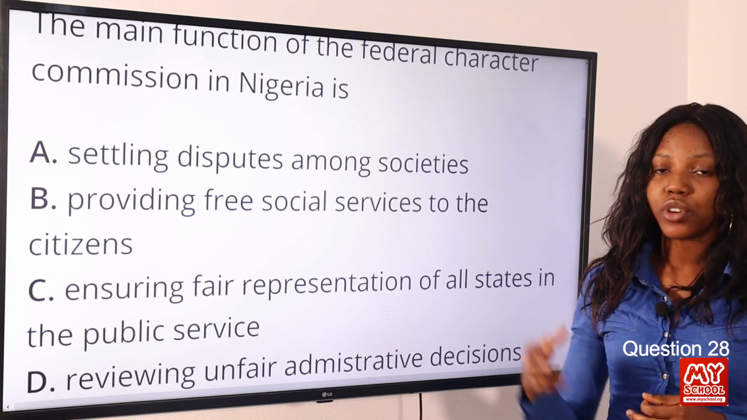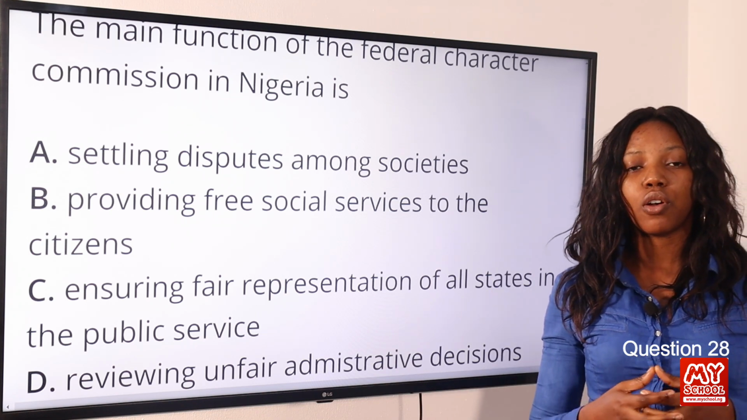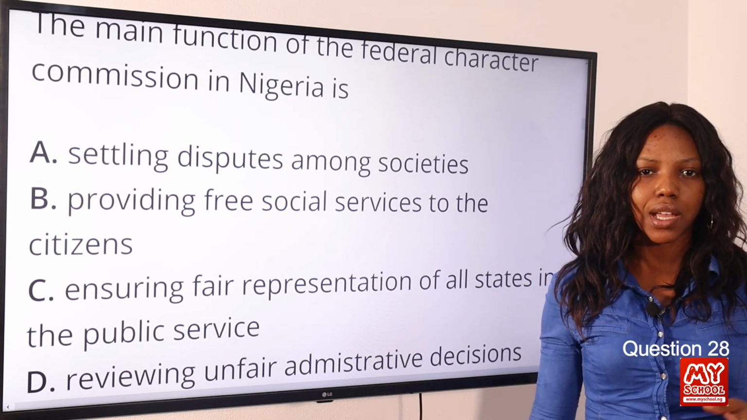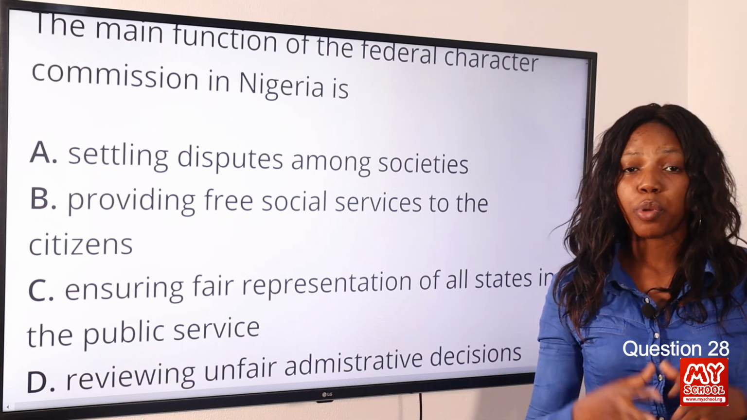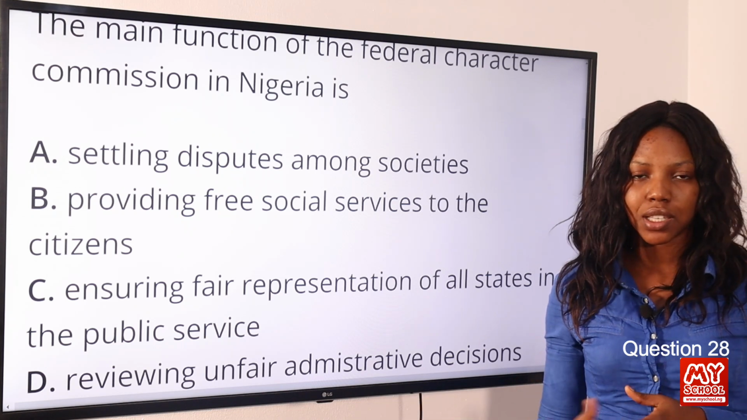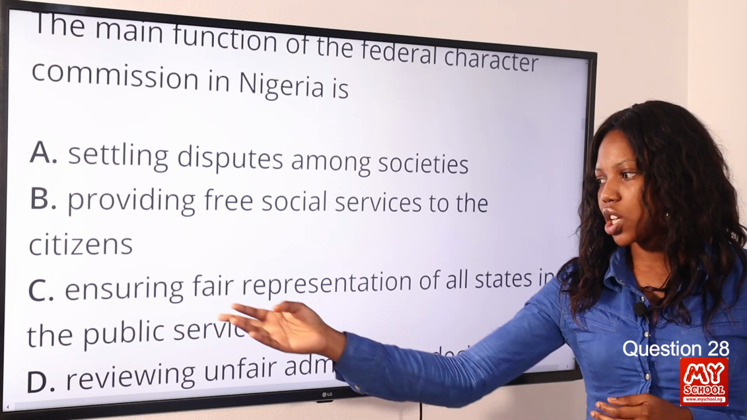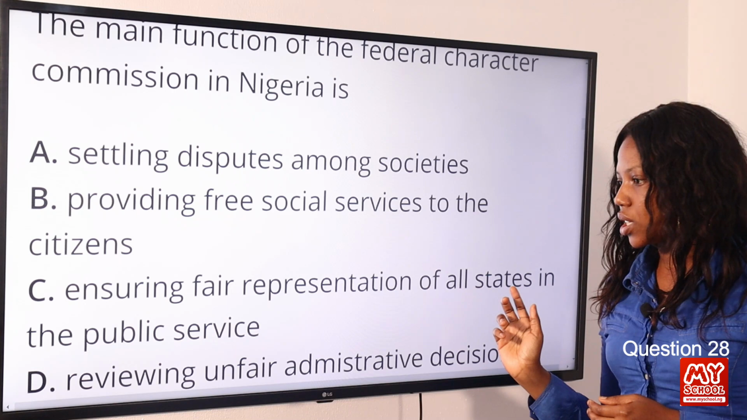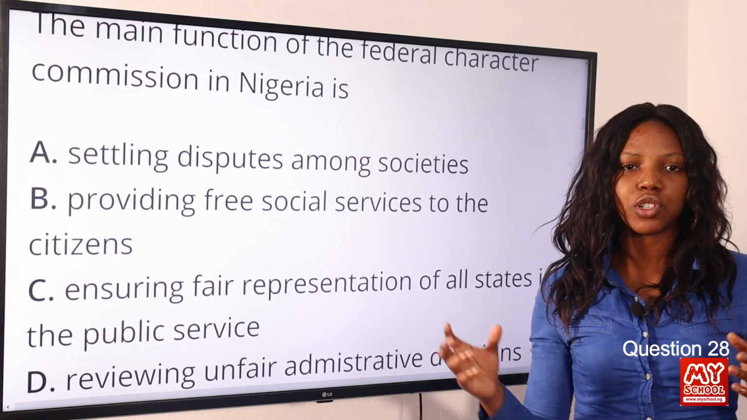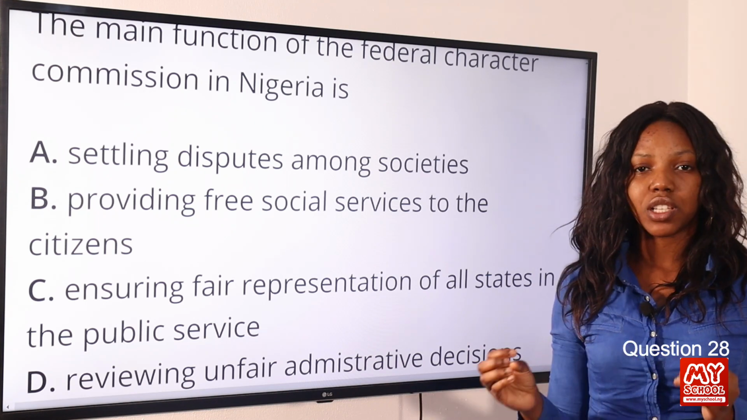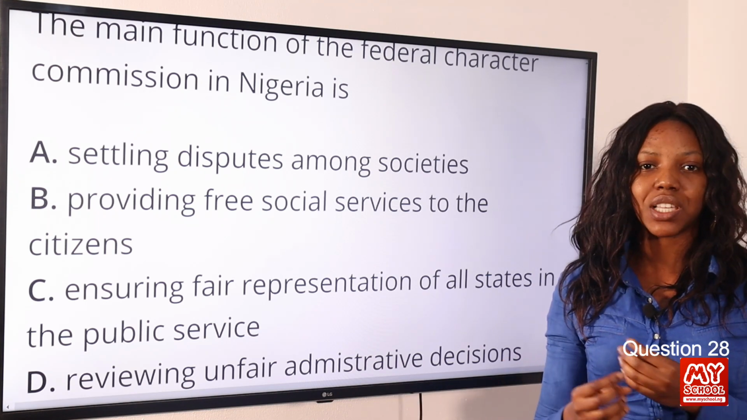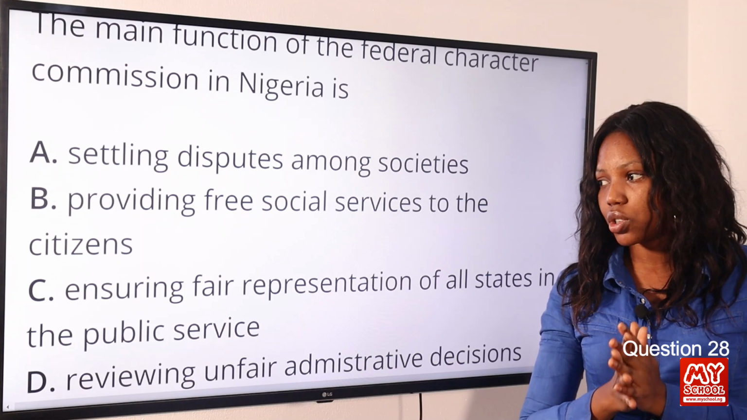So when we think of the phrase federal character, it means public officials or ministers. Generally, it's the appointment of public officers or ministers. Okay, so you can see in option C, ensuring fair representation of all states in the public service. So this commission is charged with the responsibility of ensuring that there's a fair representation of officials or ministers in all states. So the answer to this question is option C.